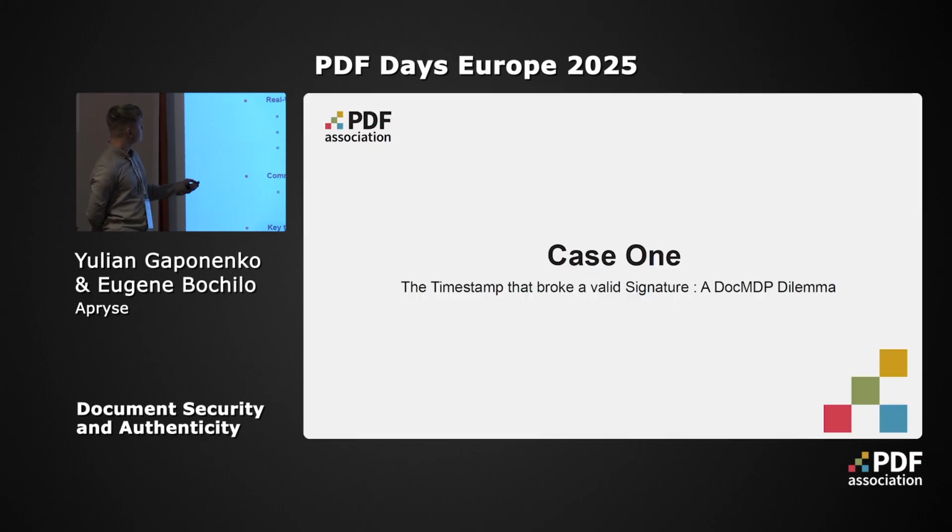Okay, let's move on. So, case 1, and this case addresses DocMDP. Maybe a brief introduction of what DocMDP is. When you sign your document, one of the important things you should and can specify in the signature is how this document is supposed to be changed or can be changed in the future. The main idea of DocMDP is to forbid certain changes to your signed document. And in this particular example, we are going to talk about DocMDP and ways you can break it without knowing it.